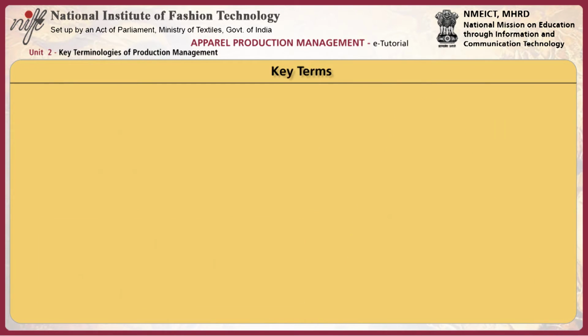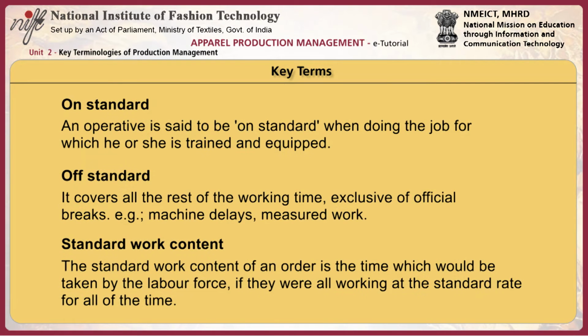On standard time: an operator is said to be on standard when doing the job for which he or she is trained or equipped. Off standard time covers all the rest of the working time, exclusive of official breaks, for example machine delays, unmeasured work, training, etc. Standard work content of an operator is the time which will be taken by the labor force if they were all working at the standard rate for all the time.